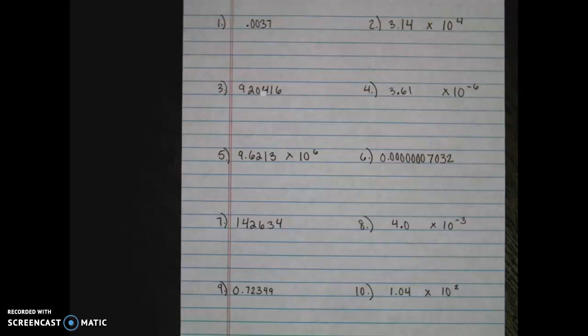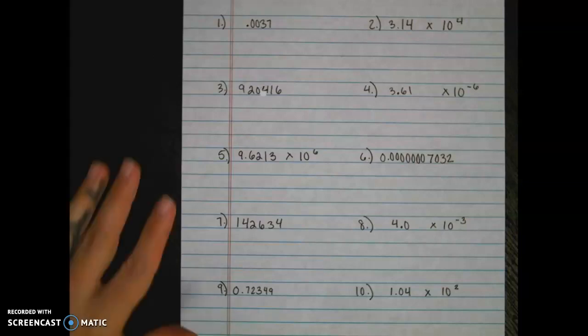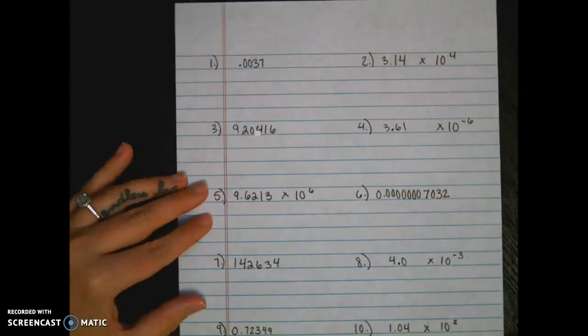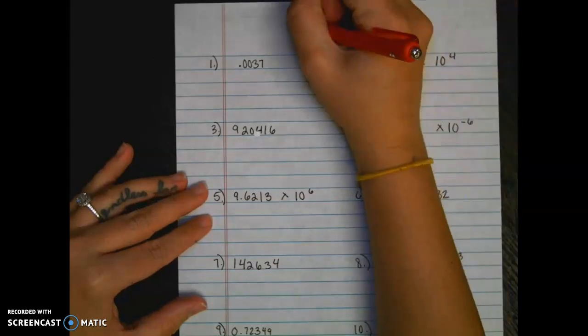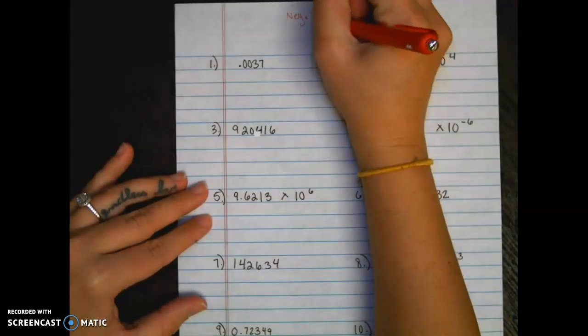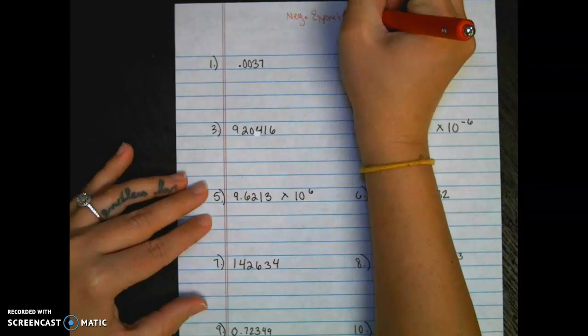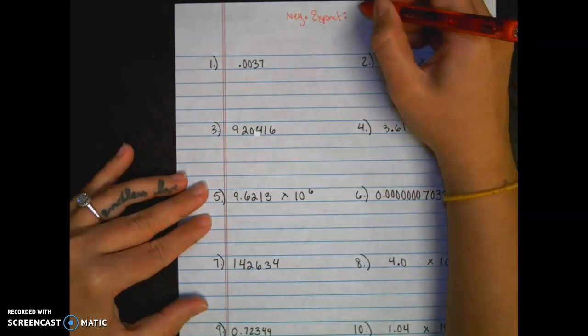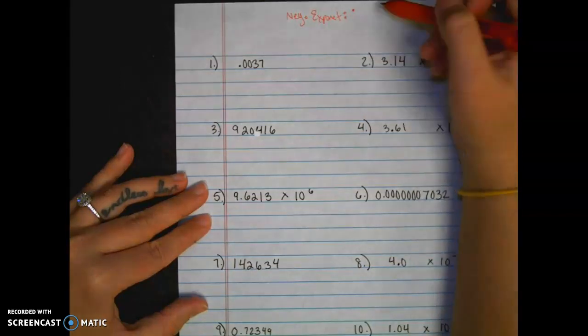All right, so we're going to do some scientific notation practice. As you remember, if I have a negative exponent, what do we know about it? By the negative exponent, it's going to be less than 1. My answer is going to be less than 1.